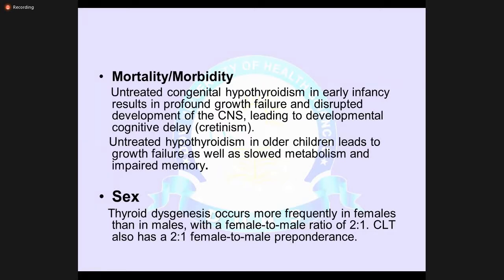Regarding the sex, thyroid dysgenesis, as we know, is one of the causes of primary hypothyroidism, where the fault is in the thyroid gland. Thyroid dysgenesis occurs more frequently in females than in males, with a female to male ratio of 2:1. Chronic lymphocytic thyroiditis also has a 2:1 female to male preponderance. So over here you can see that females are more prone to develop hypothyroidism as compared to males.